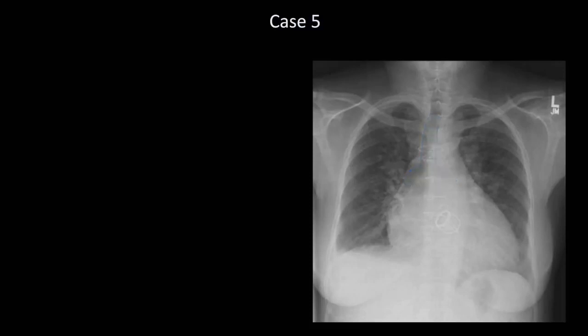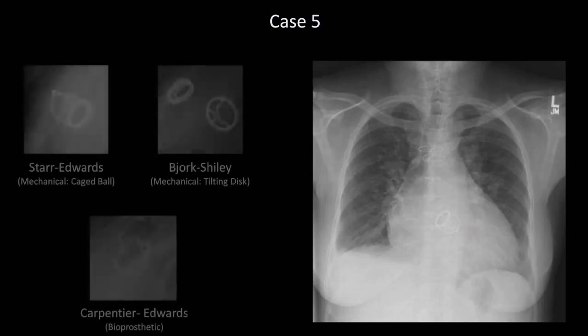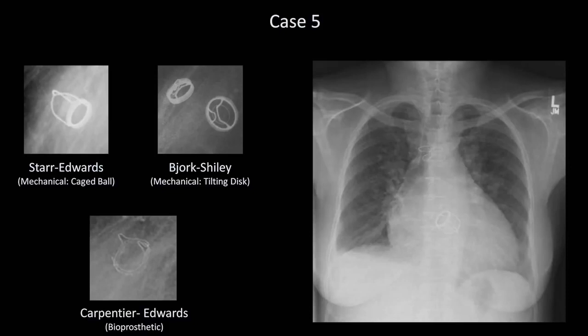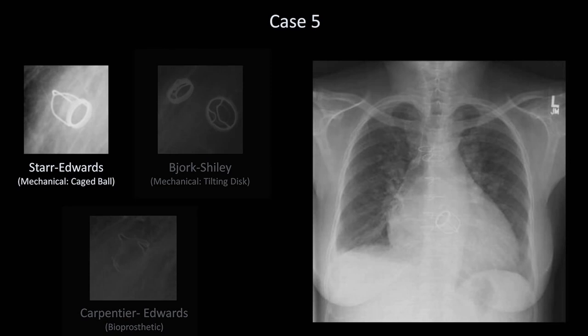Next, there are some sternotomy wires, and right in the middle of the cardiac silhouette appears to be some form of foreign body, which looks awfully suspicious for an artificial heart valve. If we compare the silhouette of that valve against some examples of various types and designs, does it look similar to any of them? To me, it looks like a cage ball valve.